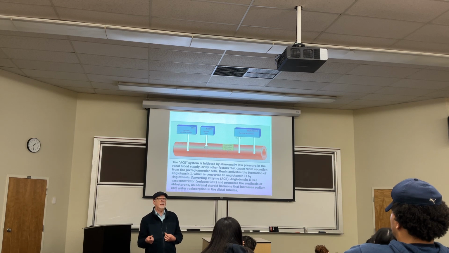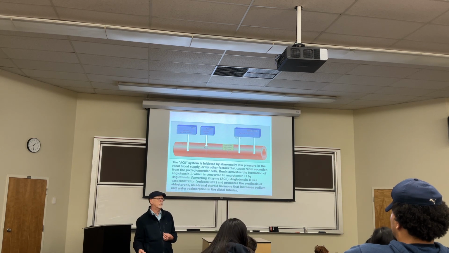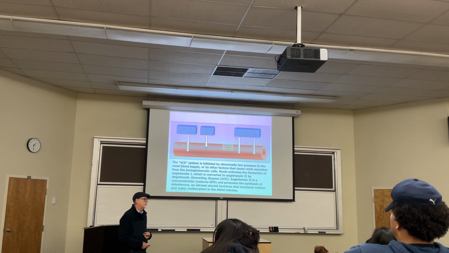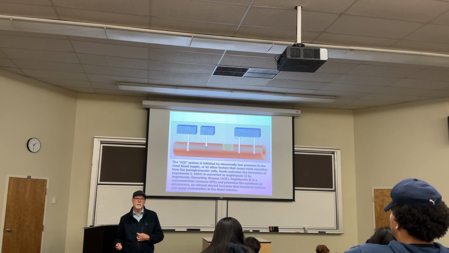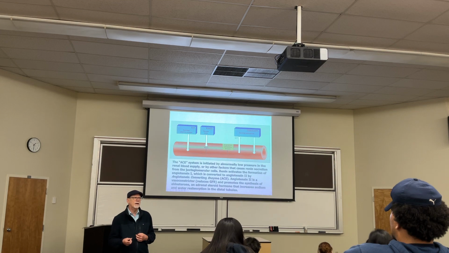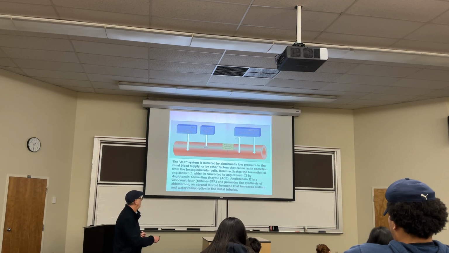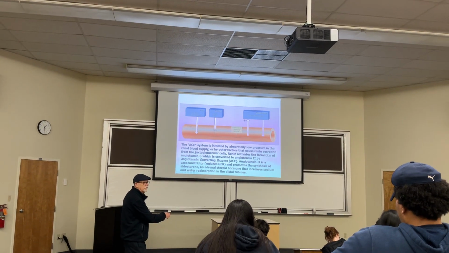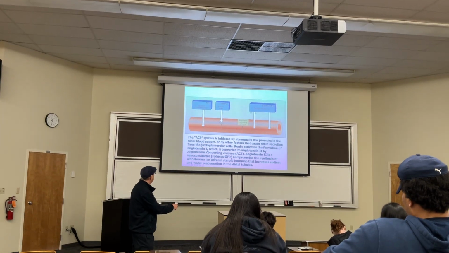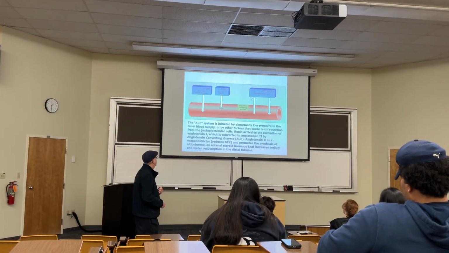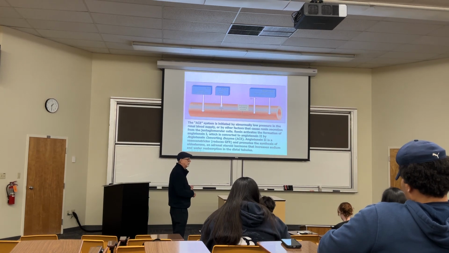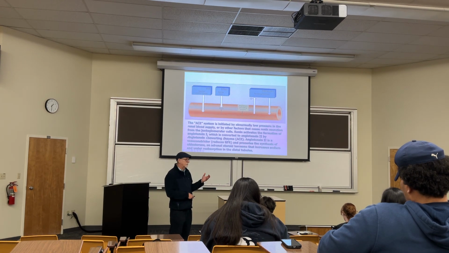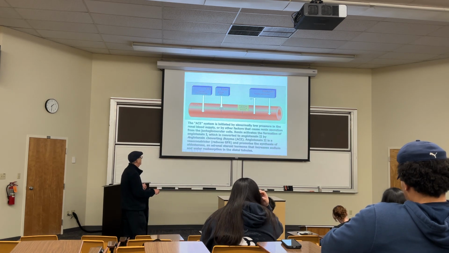ACE, angiotensin converting enzyme. A lot of people on blood pressure medicines to decrease it are on ACE inhibitors, right? It's inhibiting this enzyme right there, so it's inhibiting this step. And so you don't make as much angiotensin 2. Angiotensin 2 is a mild vasoconstrictor on its own, so you inhibit that.